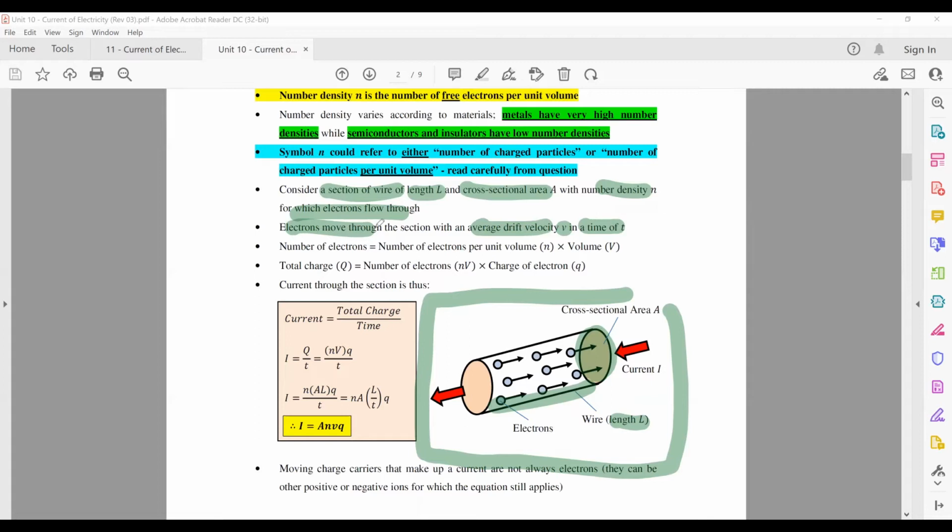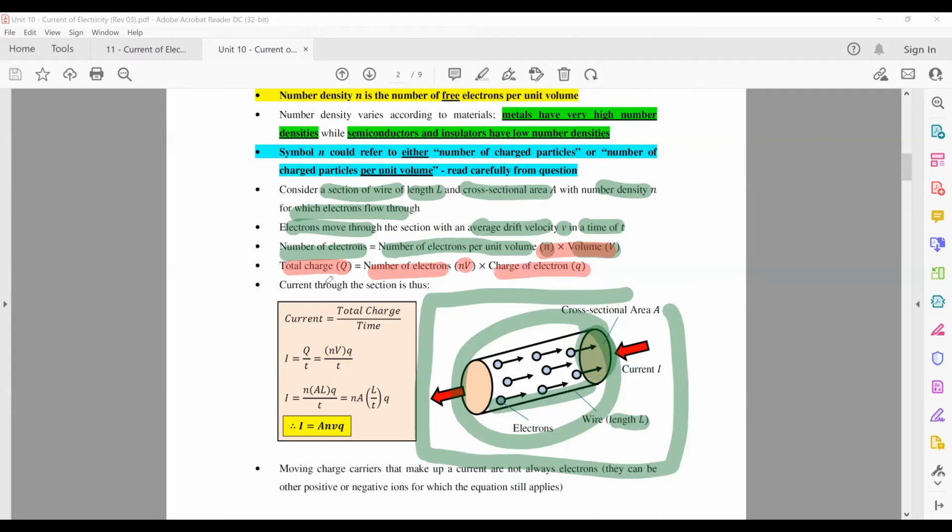Now, what you need to know is that for this given section of your wire, the number of electrons is your number of electrons per unit volume, which is your number density, multiplied by volume. Because n is the number of electrons per unit volume, if you multiply by volume, you get the number of electrons. So that is nV. From here, total charge would be your number of electrons, nV, multiplied by the charge of an electron, q.